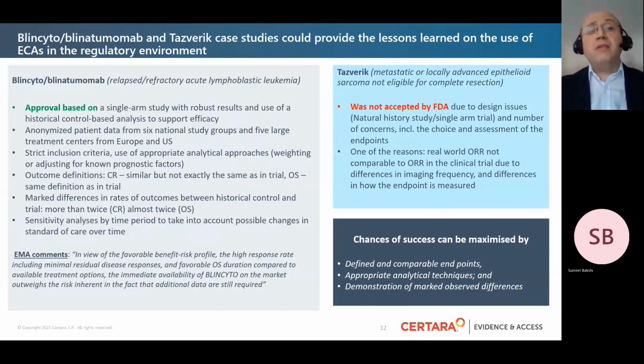However, the study showed marked differences in rate of outcomes between historical control and trial, more than twice in complete response rate and almost twice in overall survival. And these marked differences, along with the analytical design considerations used, were some of the key factors which led to approval of this drug based on a single-arm trial and historical control arm. Just to sum up here on this slide, chances of success can be maximized by well-defined and comparable endpoints, appropriate analytical techniques used, and demonstration of marked observed differences.